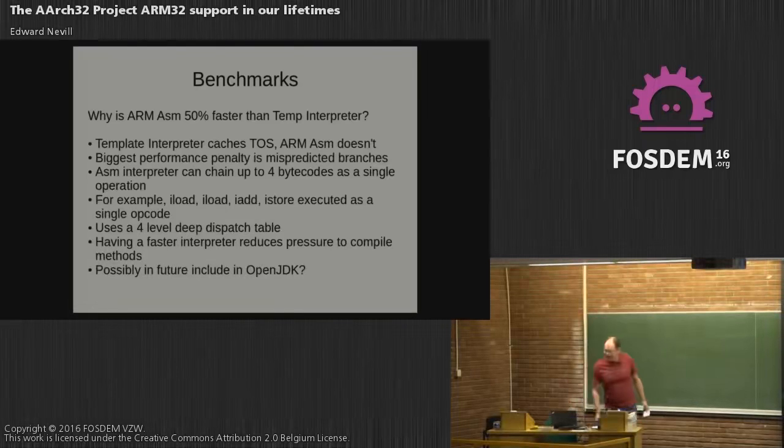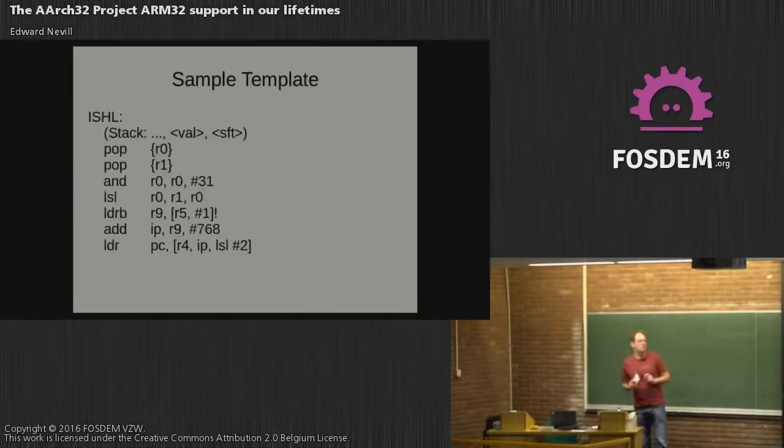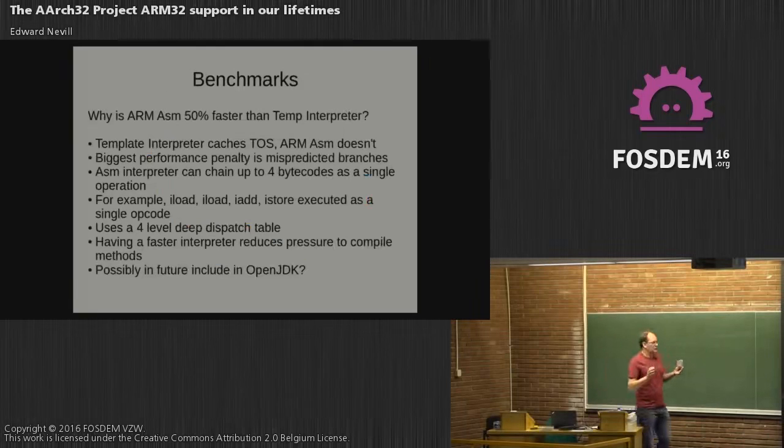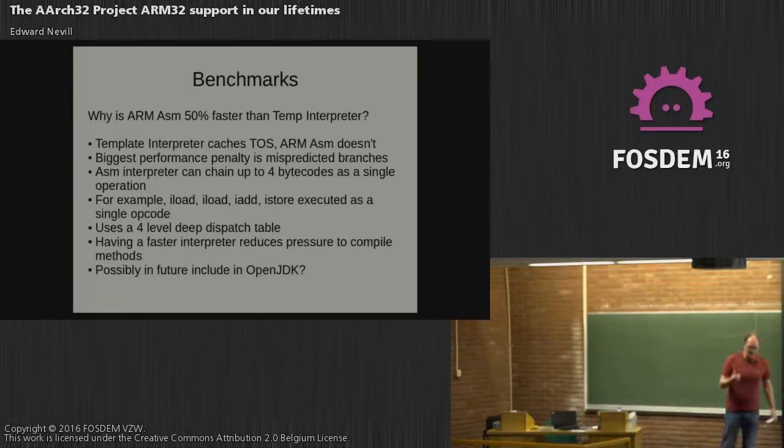So the Arm assembler interpreter gets around this by chaining up to 4 bytecodes together as a single operation. So for example, iload, iadd, istore is done as a single template. And it does this by using a 4-level deep dispatch table. So in the first level of dispatch, if the bottom 2 bits are 0, it's some sort of complex bytecode, invoke or something like that. So it just executes as a single bytecode. Otherwise, if the bottom 2 bits are non-zero, it contains the length of that bytecode.